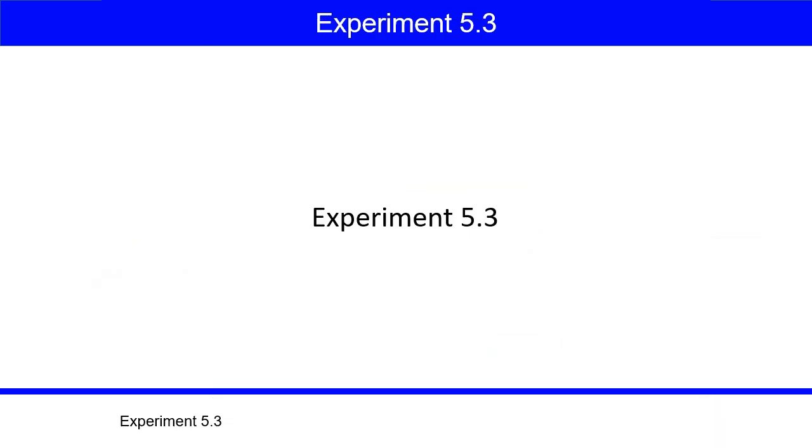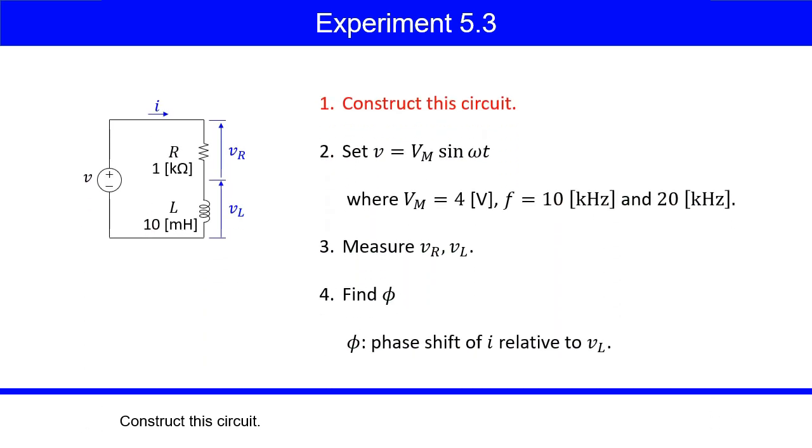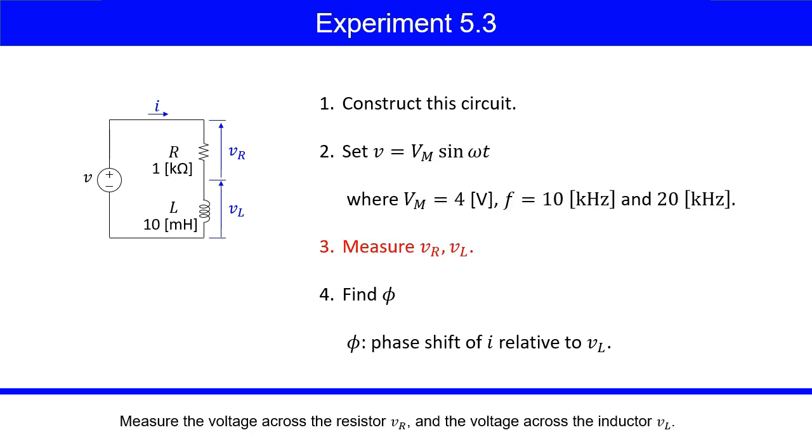Experiment 5.3. Construct this circuit. Set the source voltage V equals Vm sine omega t, where the amplitude Vm equals 4 volts, and the frequency f equals 10 kHz, and 20 kHz. Measure the voltage across the resistor VR, and the voltage across the inductor VL. Find phi, where phi is the phase shift of I relative to VL.